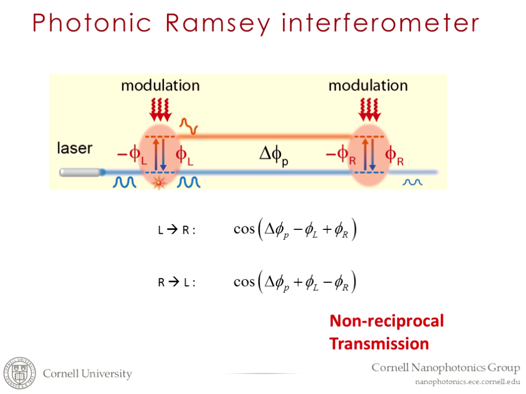So if you look at the fringes of this interferometer, you will see the left to right transmission and the right to left transmission would have a different fringe pattern, basically offset by some phase, which is defined by the phase difference between these two modulators.